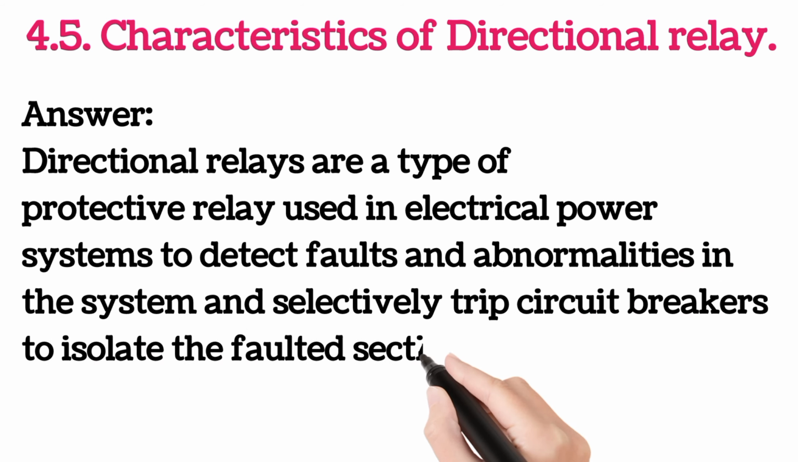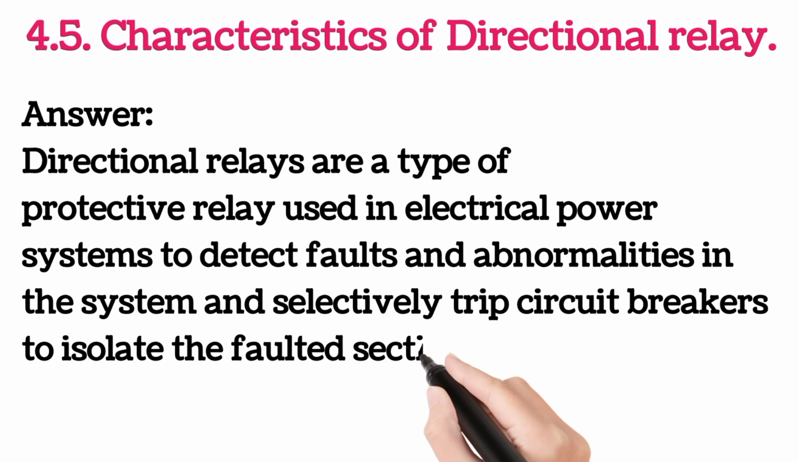1. Directional sensing. The primary characteristic of directional relays is their ability to determine the direction of fault currents flowing in the system. Directional relays are equipped with directional elements or algorithms that analyze the phasor relationships of currents and voltages to determine the direction of fault currents. By distinguishing between forward and reverse fault currents, directional relays can selectively trip the circuit breaker closest to the fault, minimizing the impact on the rest of the system.